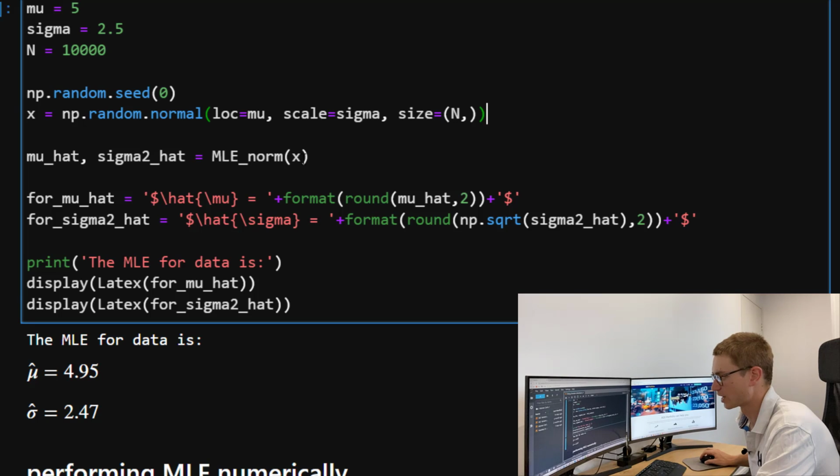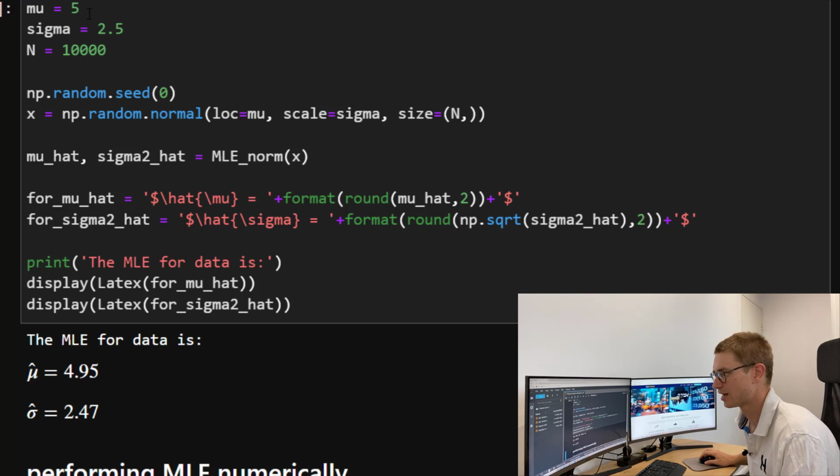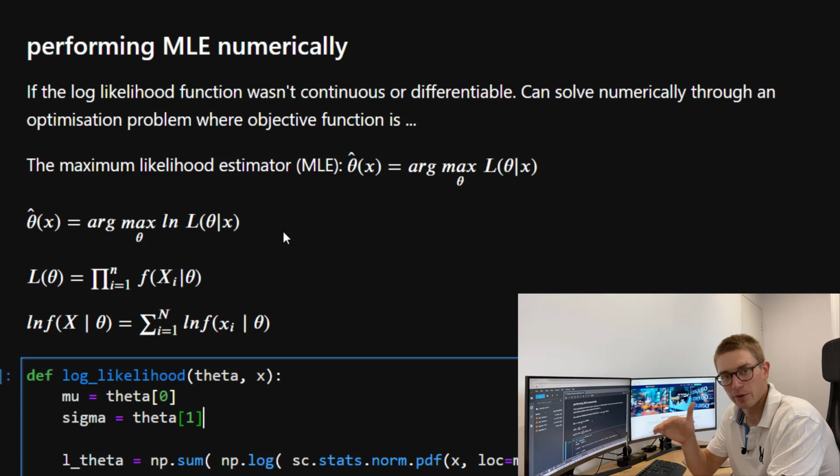Then what we're going to do is use the maximum likelihood function to return my estimates for mu and sigma. And what we get is in fact very close estimates of 4.95 and 2.47. So now we're going to perform it numerically. And now why would we want to do this?